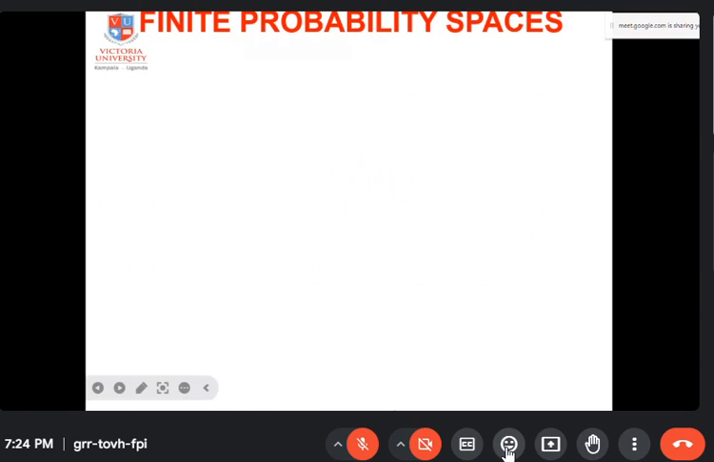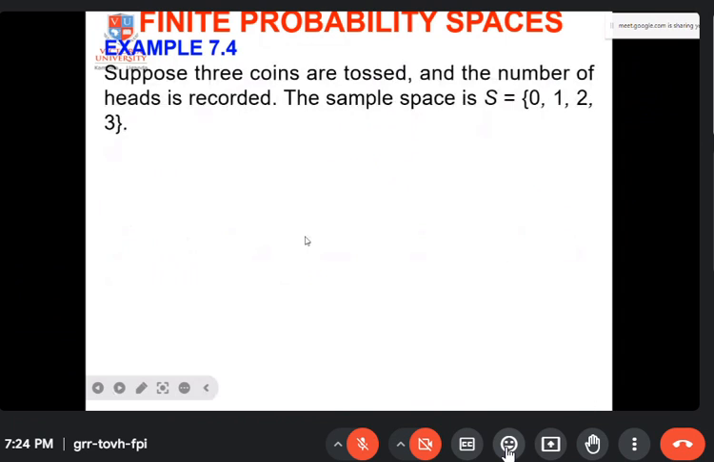Okay, maybe we are going to get another example. Let us look at this example. Suppose 3 coins are tossed. So when you toss 3 coins, you remember the sample space we are getting: head, head, head; head, head, tail; and so on. The sample space was having 8 points. I hope you remember. So now you are interested in recording the number of heads.